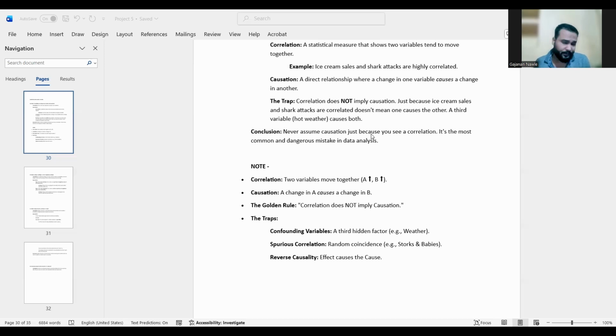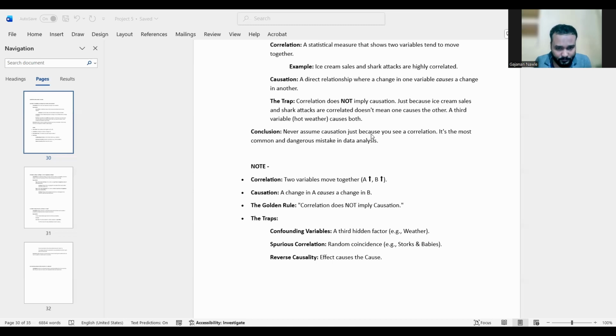So what is happening in hot weather? People buy more ice cream. People also go more often to swim in the ocean. So ice cream didn't cause any attacks, but the weather, which is a hidden factor, drove both numbers up.